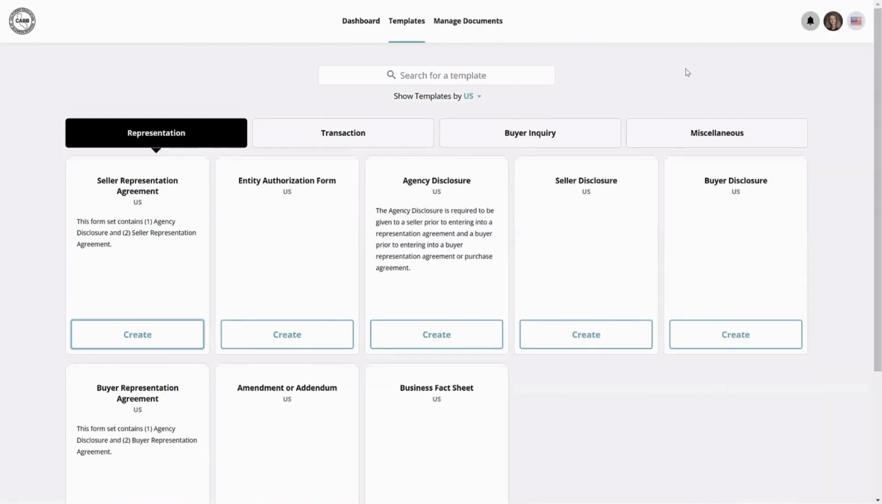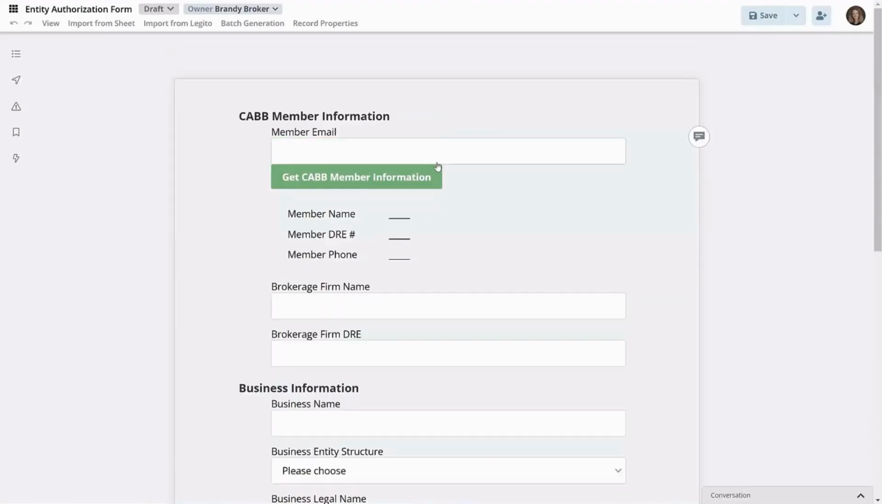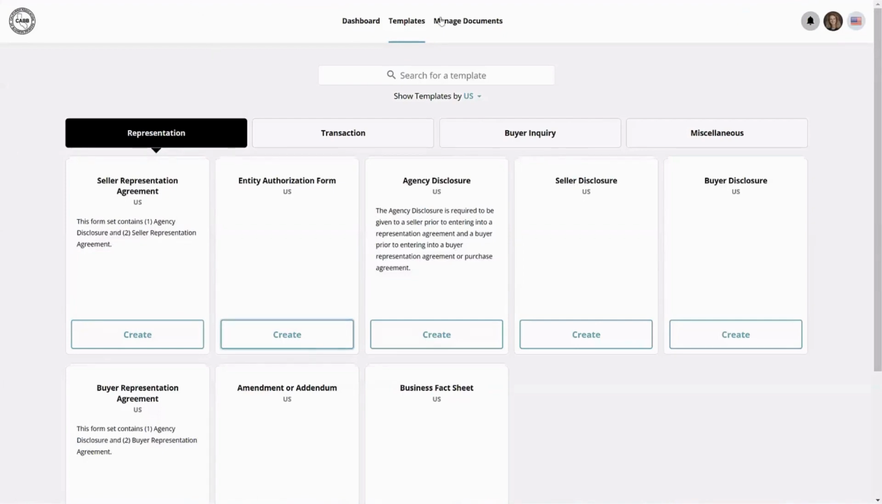Yeah, I saw in your share screen you have the entity authorization form. Yep. When do we need this form? Is it for the corporation? Yeah, when the seller is a corporation, or basically anything. Actually, I don't want to do it from there. Let me go back to my documents.